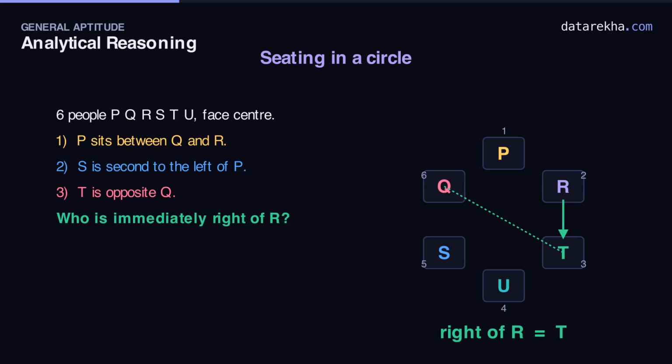R is at seat 2, and immediately right is clockwise, seat 3, where T sits. So the right of R is T. The words never confused us, because we asked the diagram.